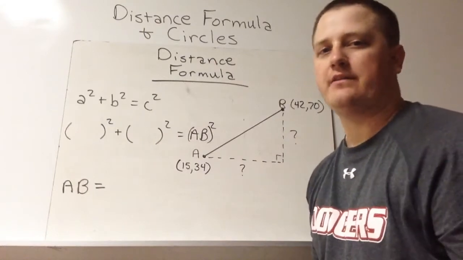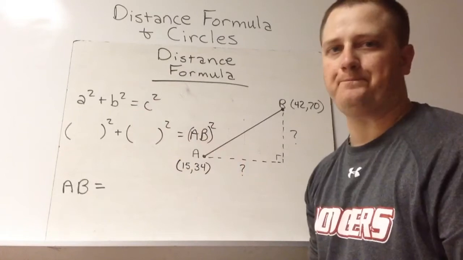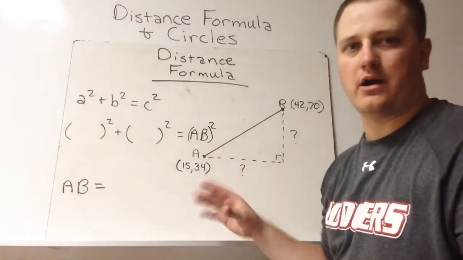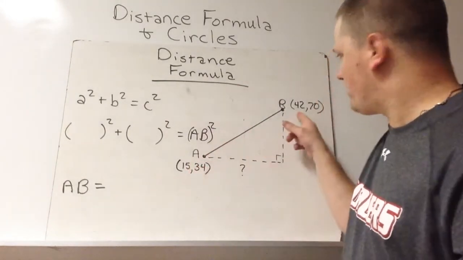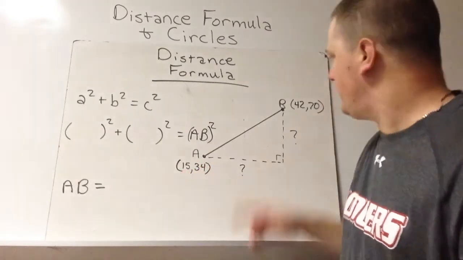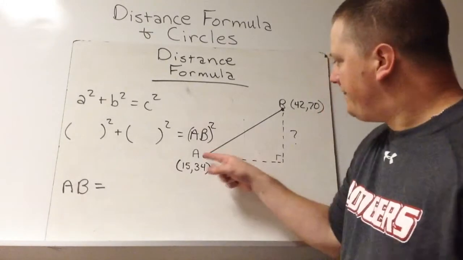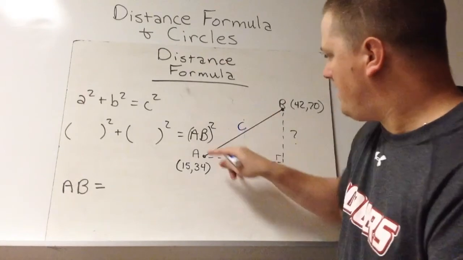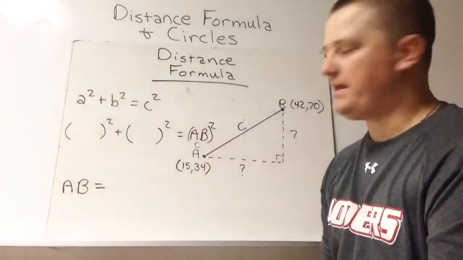Remember, Pythagorean's theorem is a squared plus b squared equals c squared. Well, if we have a segment on a coordinate plane, we'll have ordered pairs. So here I have A being (15, 34) and B being (42, 70). Well, this would be our C value, otherwise known as AB. So replacing C.